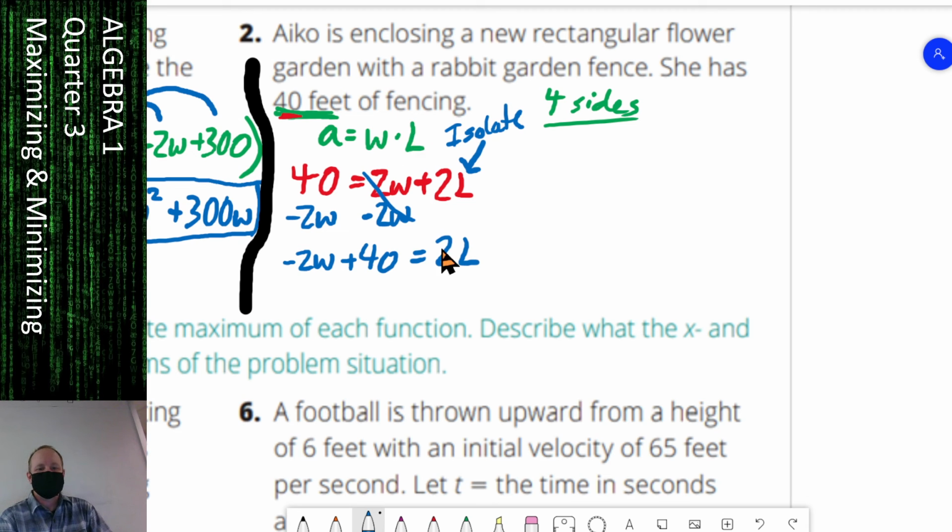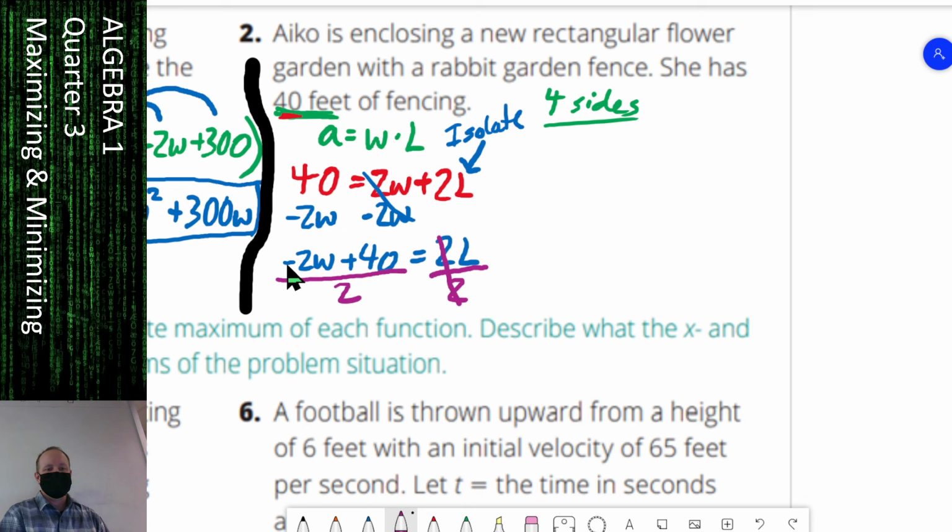So we cannot just plug in this unless we get rid of this 2. So we got to continue isolating. How would you get rid of this 2 in front of the L? Divide. Yeah, there's multiplication happening between them, right? And division undoes multiplication. Since we did it to this whole side, we cannot just do it to one of these. We have to do it to this whole side also to keep it equal. So, like I said, we're not just dividing negative 2w by 2, we're also dividing 40 by 2.